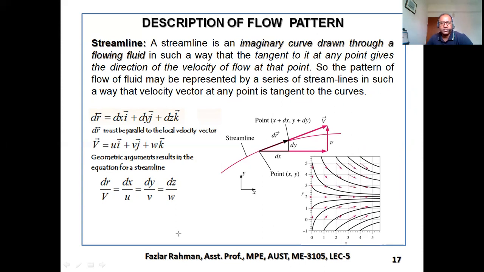So, for example, a fluid element right over here is flowing along the streamline in this direction. We'd like to figure out the relationship between a streamline and its velocity vector. This fluid element travels along the streamline and has its velocity vector, which has three components: u, v, and w. U is the velocity along the x-axis, v along the y-axis, and w along the z-axis.